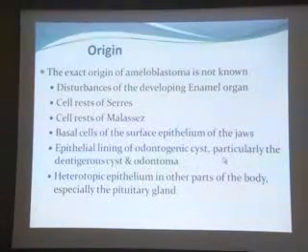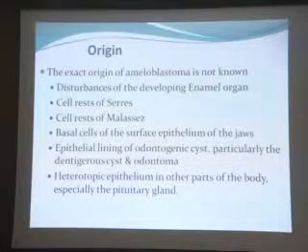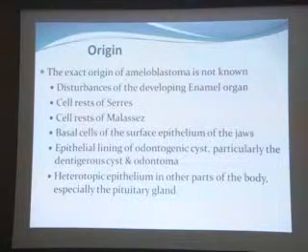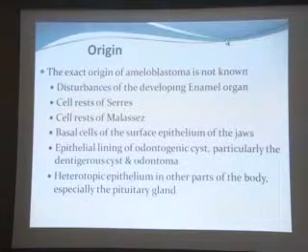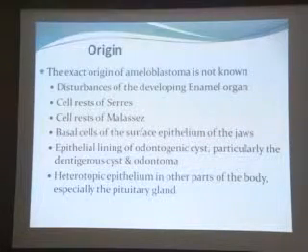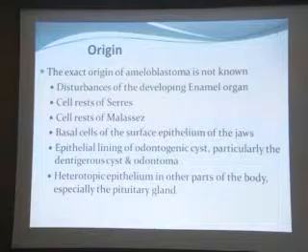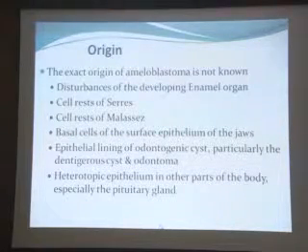When we discussed odontogenic cysts, you are all aware that the epithelial lining of an odontogenic cyst has the tendency to transform into a neoplastic proliferation, particularly the dentigerous cyst. And last, tissue of origin, heterotopic epithelium in other parts of the body, especially the pituitary gland. So these are the different cells from which the ameloblastoma can arise.